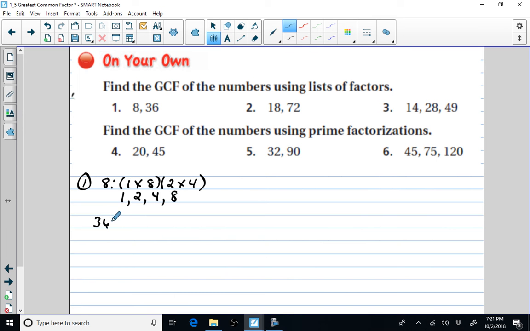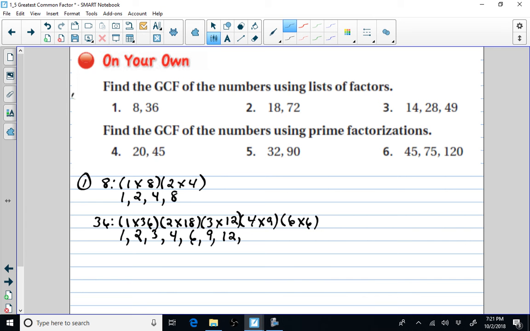My factors of 36, probably a bunch. 1 times 36. We have 2 times 18. I have 3 times 12. I have 4 times 9. And I have 6 times 6. A lot of factors of 36. If I list them in order from least to greatest, I have 1, 2, 3, 4, 6, 9, 12, 18, and 36. Well, what is the greatest common factor?